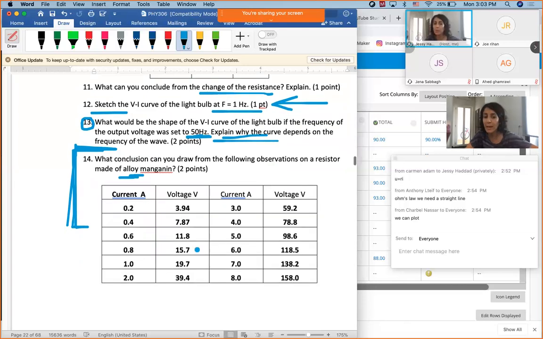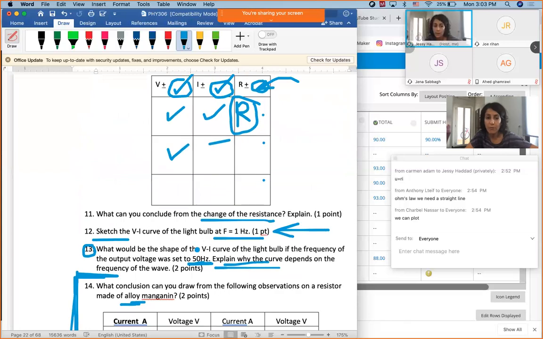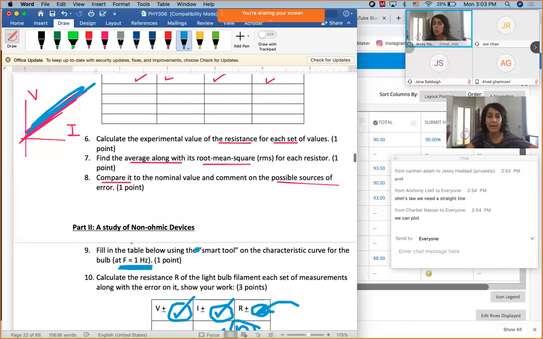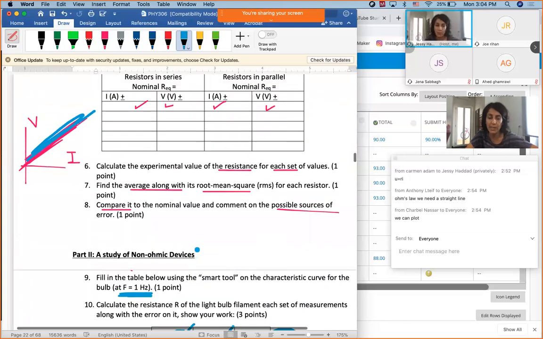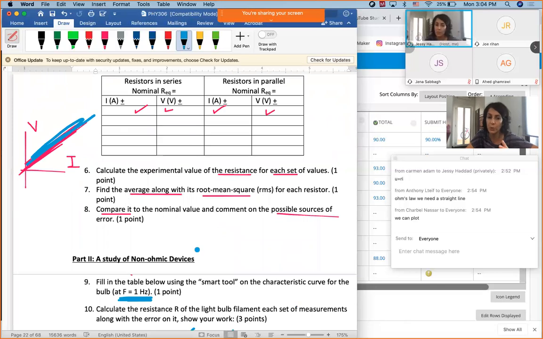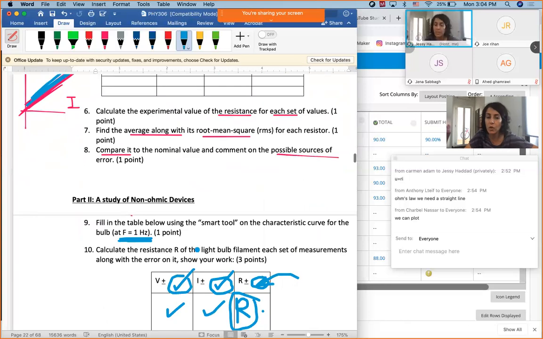So you can see the lab report is super quick. You have 13 questions. You don't have data analysis to do. Basically, it's limited to average, root mean square, compare, and comment, and some related discussion for ohmic, non-ohmic devices.